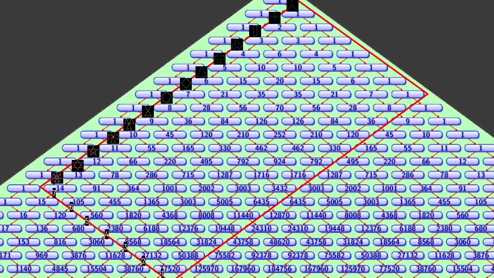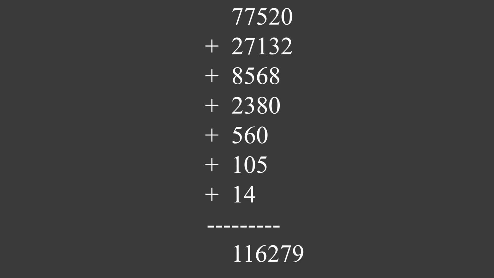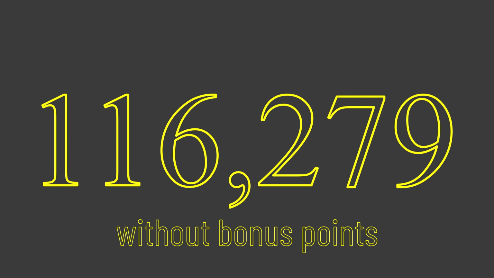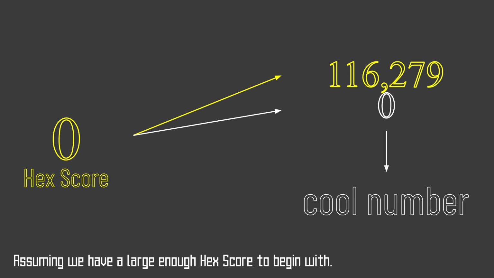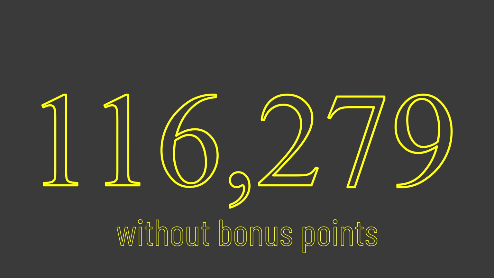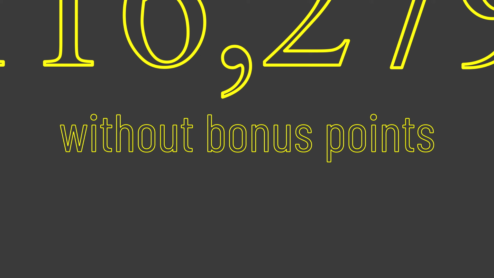Using Pascal's triangle once again, and filling in all of the slots with the heptagram shapes, we can see that it all adds up to 116,279 points. This would explain why the level score will always cap at this number, no exceptions. So there is our maximum number of points without bonus points. 116,279 points. Keywords, without bonus points.